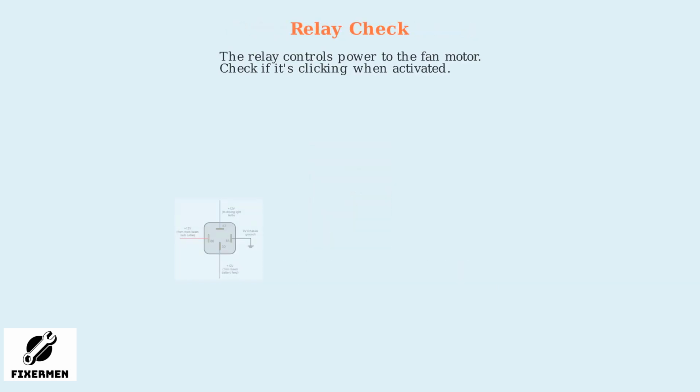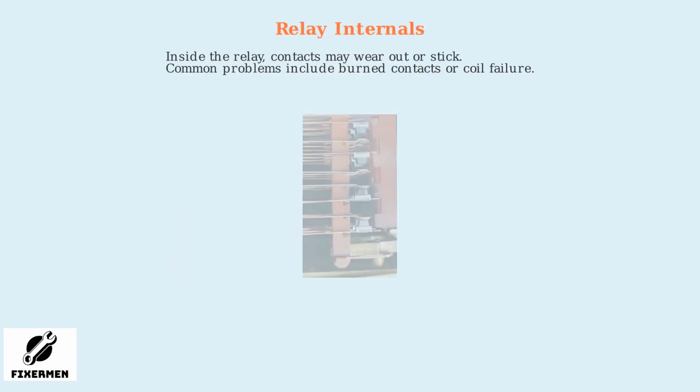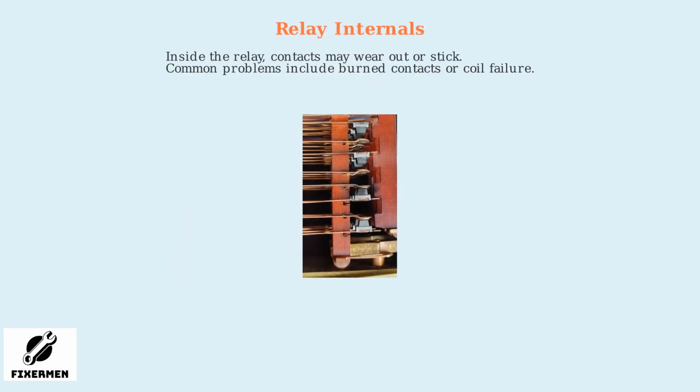Next, examine the relay that controls the outdoor fan motor. The relay acts as an electrical switch, activating when the system calls for cooling. Listen for a clicking sound when the relay engages, indicating it's functioning. If the relay doesn't click, inspect its internal components. The relay contains electrical contacts that can become burned or stuck, and a coil that may fail. Use a multimeter to test for continuity through the relay contacts.